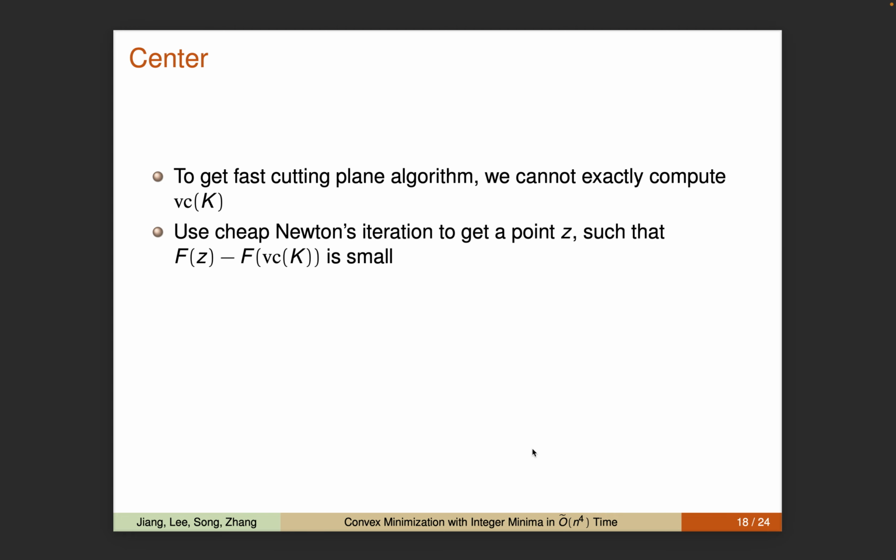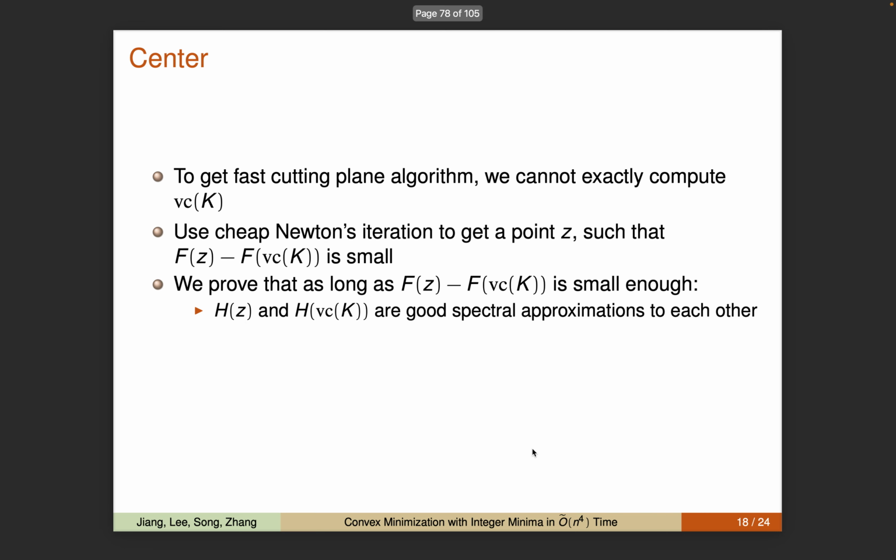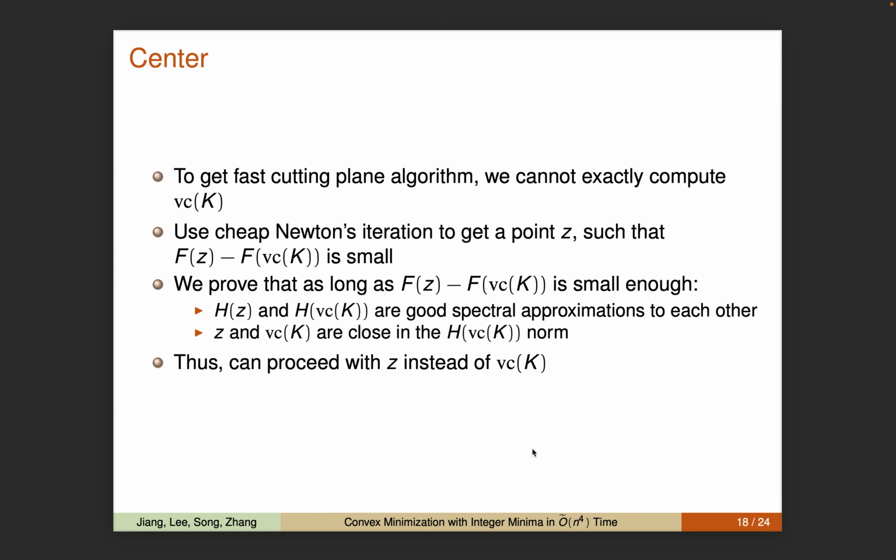And Vaidya shows that Newton's method can be implemented very fast. So we prove that this approximation actually suffices, in the sense that suppose the approximate center is very close to the volumetric center in function value, then the H matrices induced by these two points are good spectral approximations to each other. And further, the two points are close in the H norm. Therefore, it is safe to replace the volumetric center by this approximate center c.